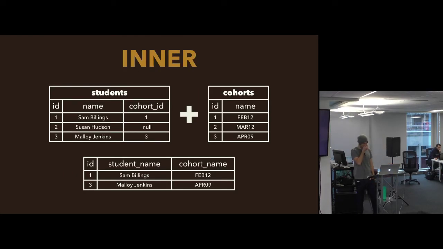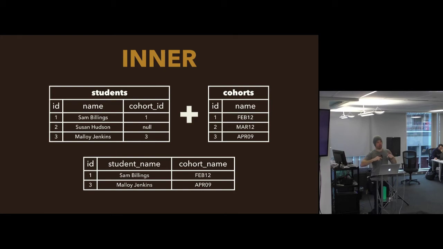So here's an inner join on these two tables. What's going to happen with an inner join? It's going to go through the students table, take a look at that cohort ID, and then look in the cohorts table for a cohort that matches that. And it found one, February 12th. It now adds that to its result set. Now I have one row, Sam Billings, February 12th cohort.